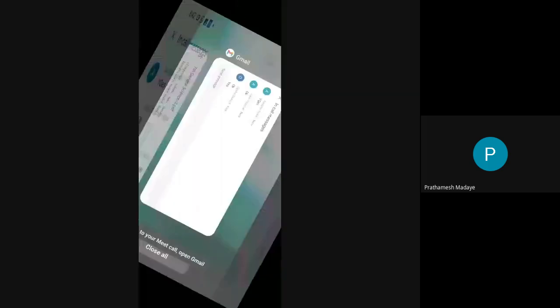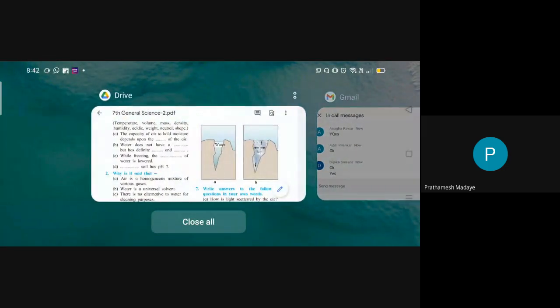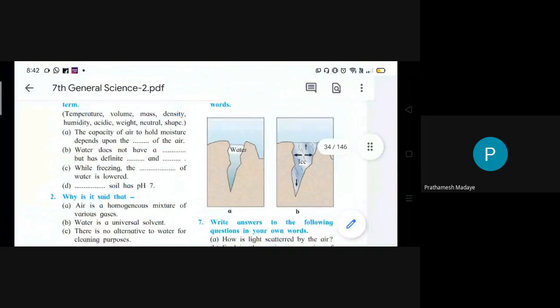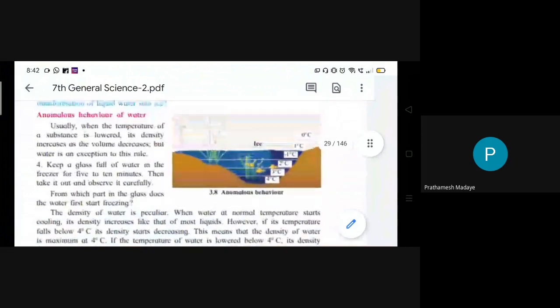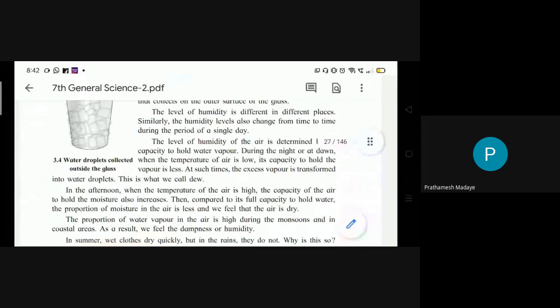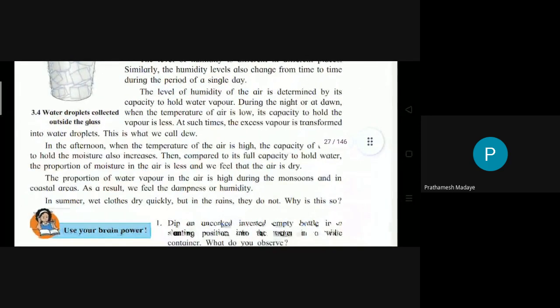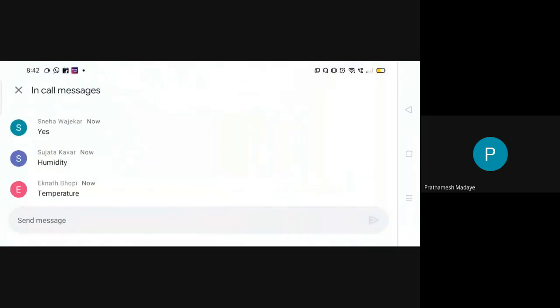Okay, let me check. You're confused between temperature and humidity, right? The capacity of air to hold moisture depends upon its air. Let us study it very well so that we cannot go with the wrong answer. In the afternoon, when the temperature of the air is high, the capacity of air moisture also increases. Yes, right. You are right. It's temperature. The answer is temperature.